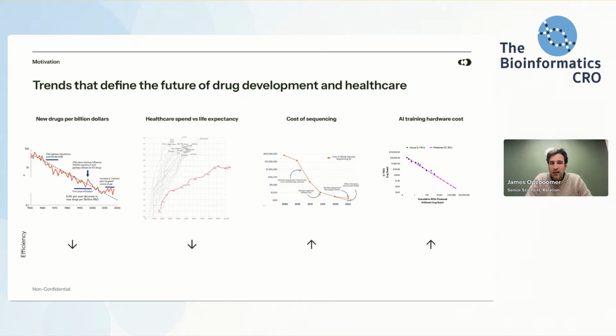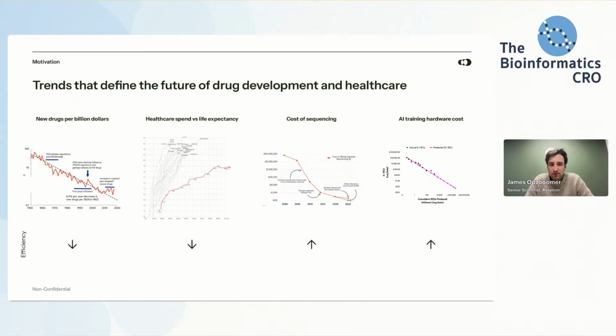So shown here are four major trends that define the future of drug development and healthcare. And on the left, we have two negative trends. First, that the cost of drugs is ever increasing. We spend more money on healthcare, but we don't see commensurate increases in life expectancy. And this is also demonstrated by the ratio of healthcare spend to life expectancy on the left.